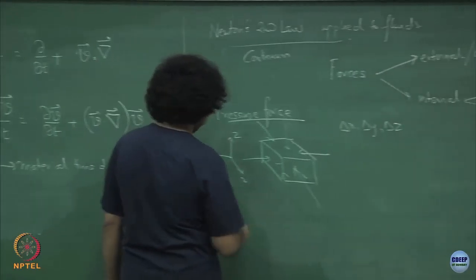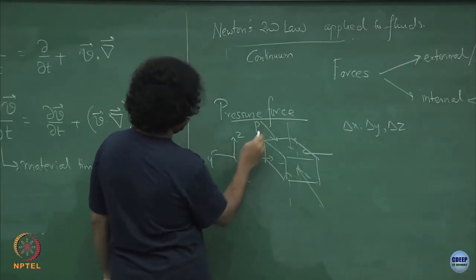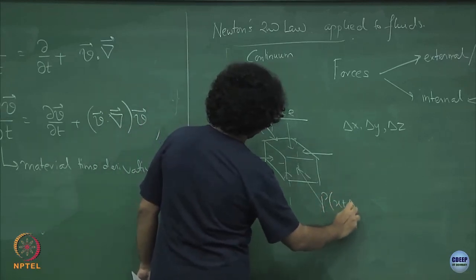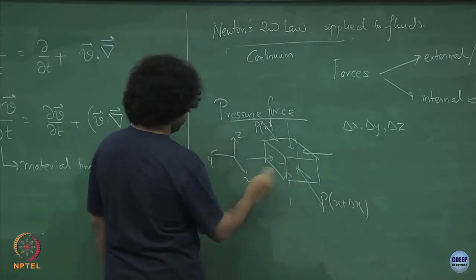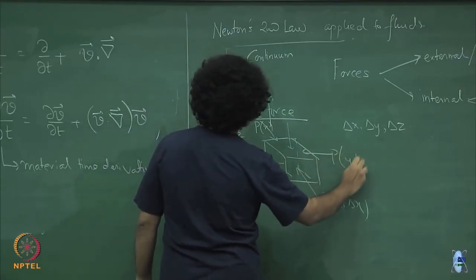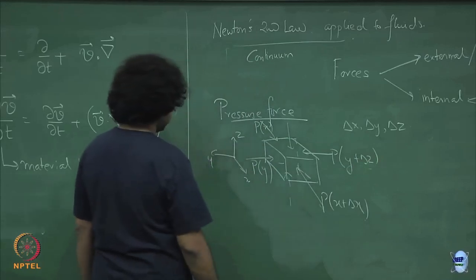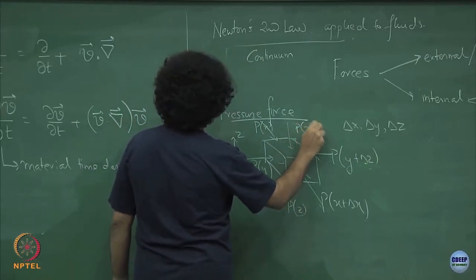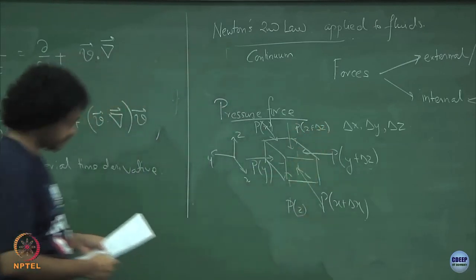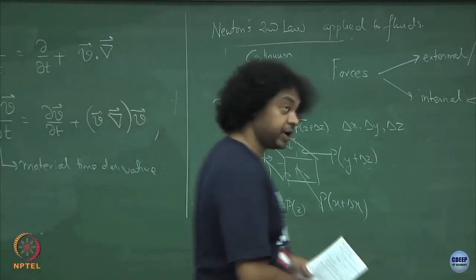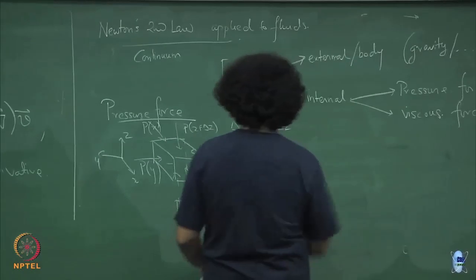So, on this face the pressure will be p of x, on this face it will be p of x plus delta x, and this is my y. So, this will be p of y, this is p of y plus delta y, and similarly p of z plus delta z. Each face will experience some sort of pressure that will give rise to a net force on this fluid parcel.